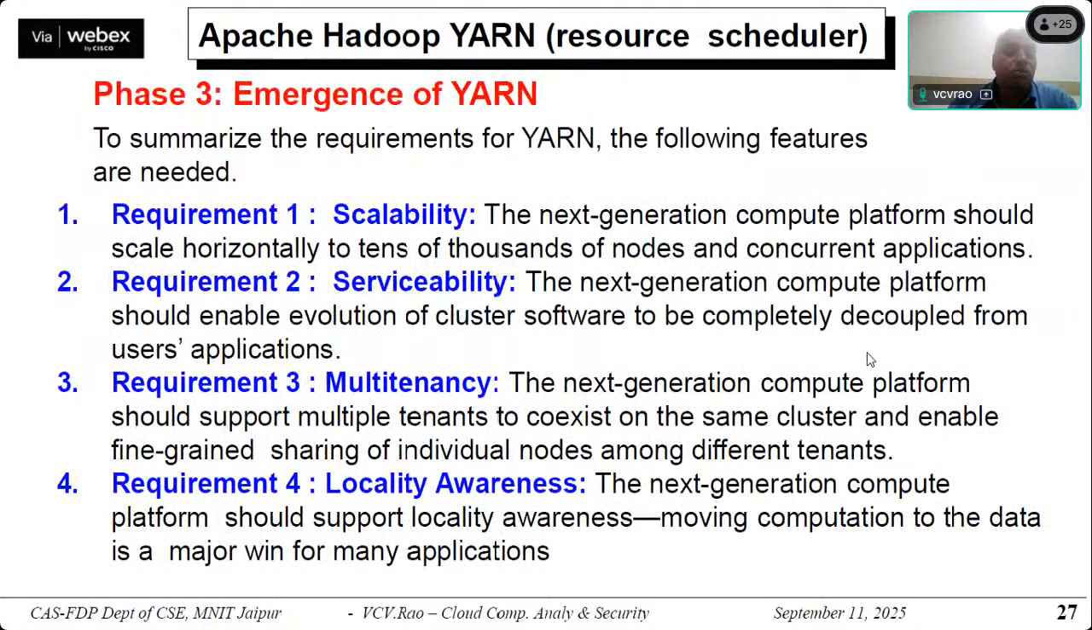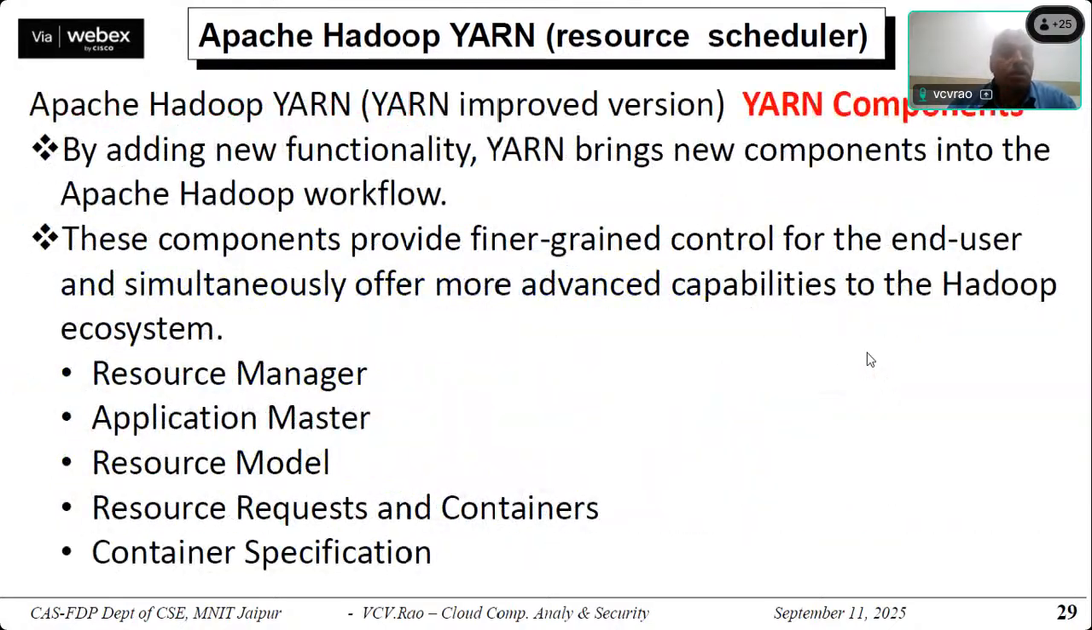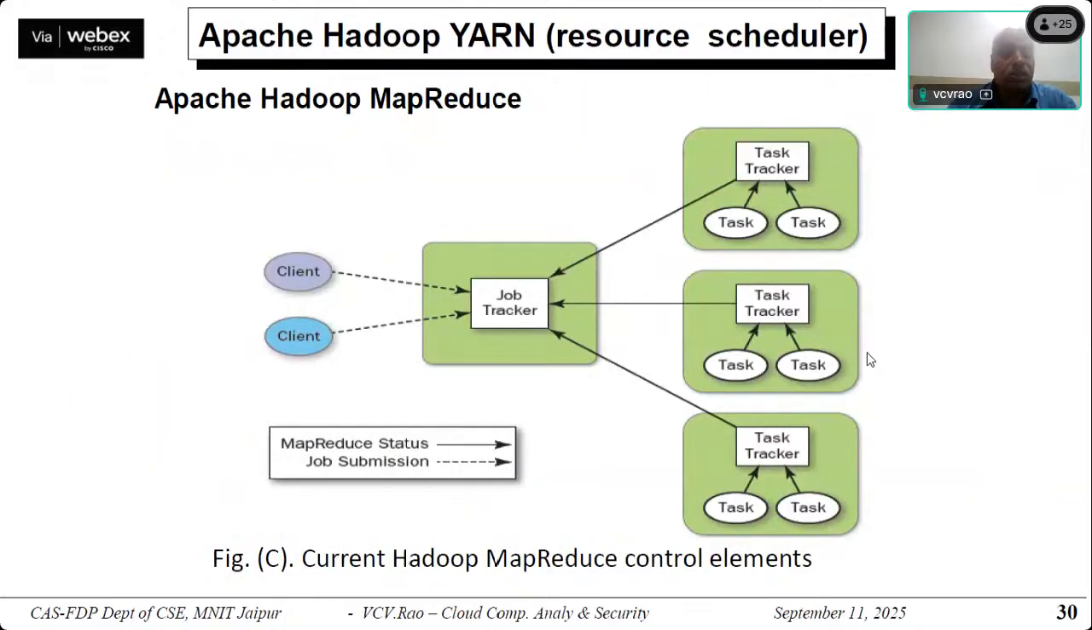So both can coexist today. Now that means what we require in YARN is a resource manager, application master, resource model, resource requirements, container specification. In parallel, in the entire Hadoop we also have the name node, data node, job tracker, task tracker, Pig, and HBase. Everything in the ecosystem is there. Complete ecosystem. Now we are integrating all these things.